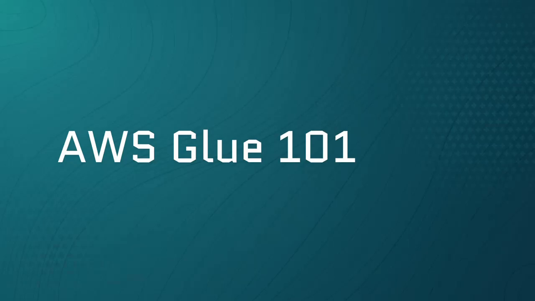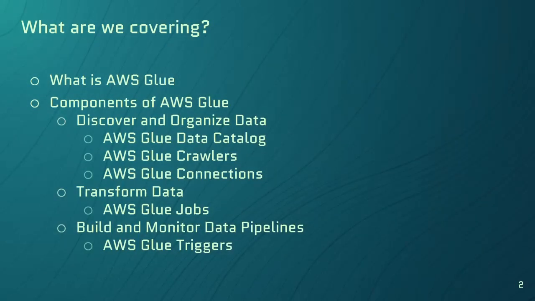Today we will cover AWS Glue from the basics. We will talk about what AWS Glue is with a high level architecture. Then we will cover components of AWS Glue under three different areas. In discovering and organizing data, we will cover the AWS Glue Data Catalog, AWS Glue crawlers and AWS Glue connections. Under transforming data, we will talk about AWS Glue jobs, and to build and monitor data pipelines, we will talk about AWS Glue Triggers.